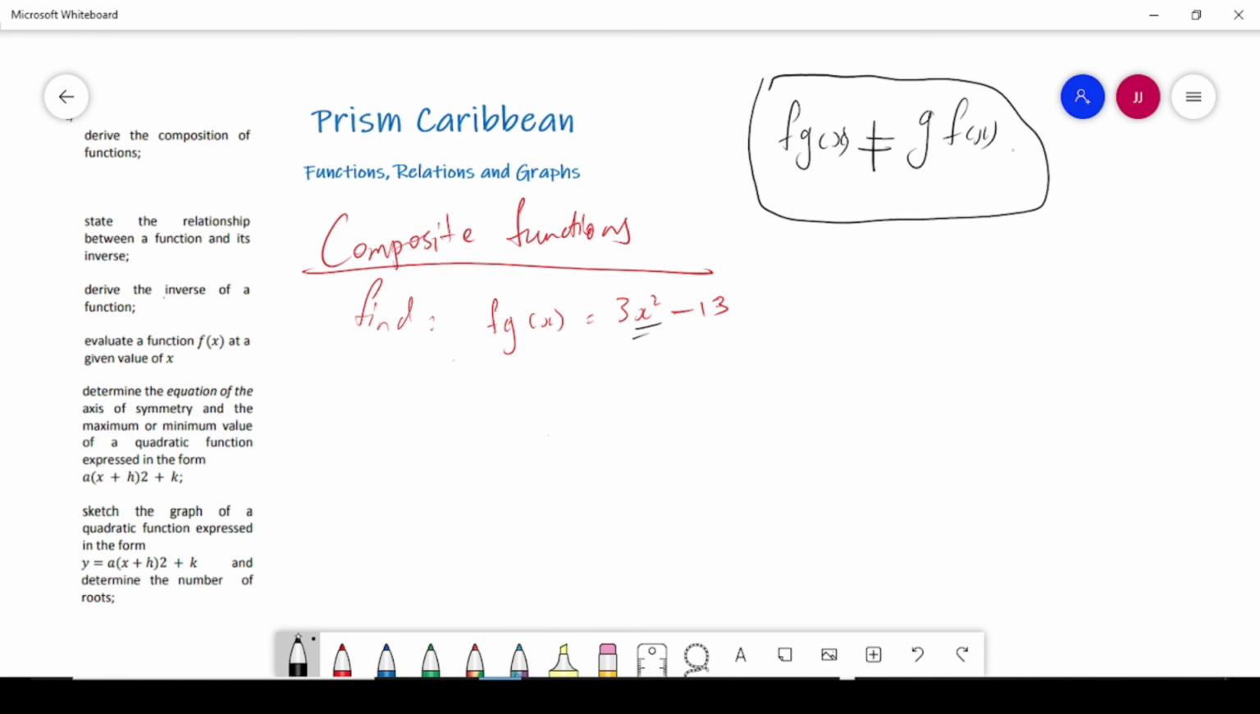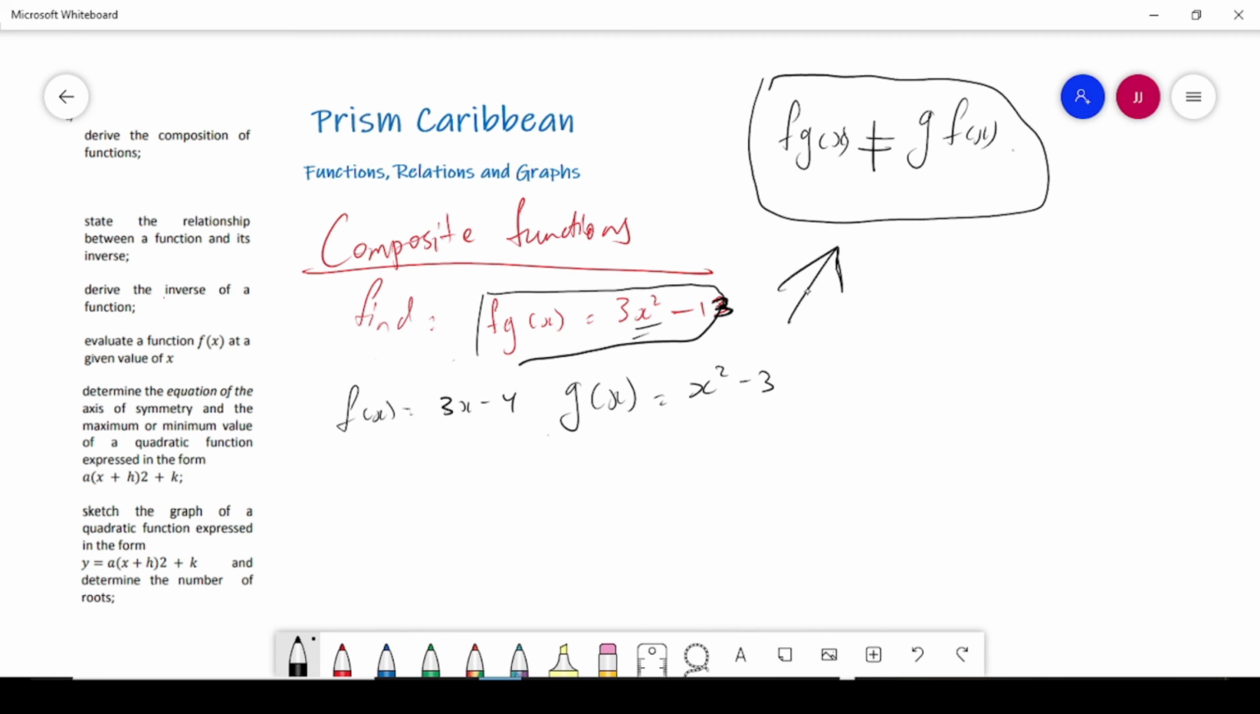So, we know f of g of x is equal to 3x squared minus 13, right? So, recall, f of x is equal to 3x minus 4, and we have g of x is equal to x squared minus 3. And we want to prove this, right? We already know f of g of x is equal to 3x squared minus 13. So let's now find g of f of x.